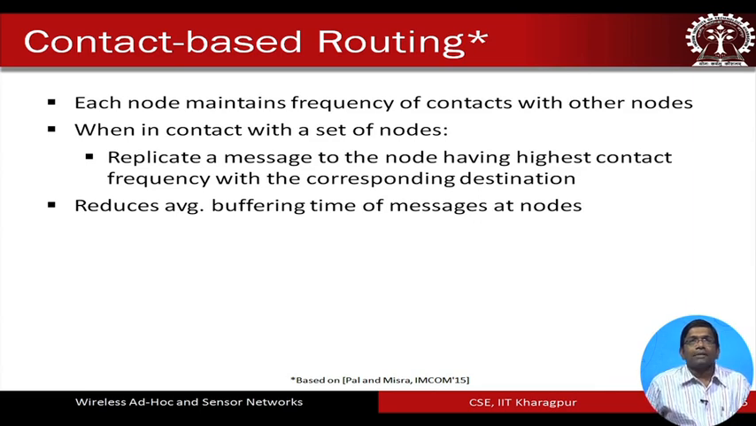Contact based routing. Here each node maintains the frequency of contacts with other nodes. When in contact with a set of nodes, it replicates a message to the node having the highest contact frequency with the corresponding destination, and it reduces the average buffer time of messages at the different nodes.